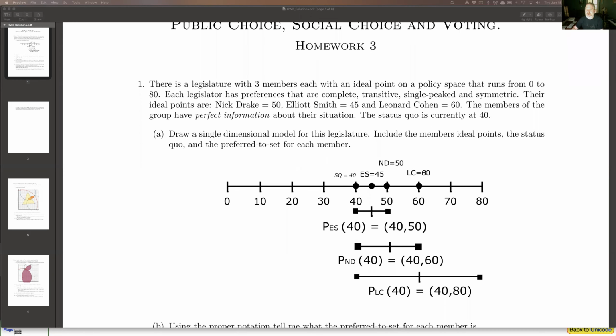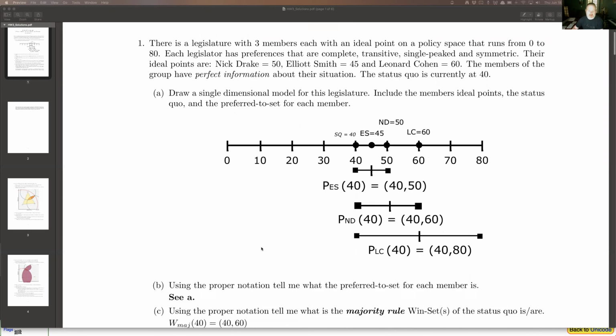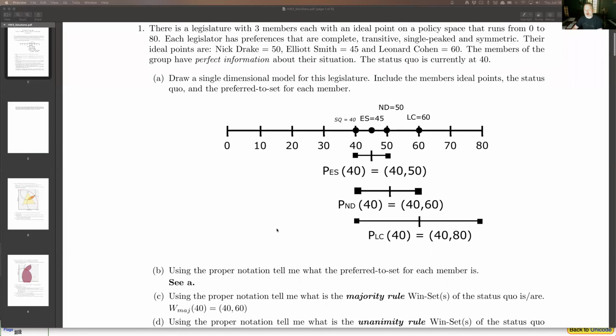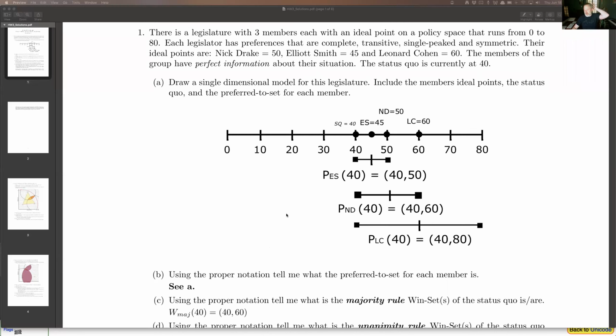And the current status quo is at 40. So here we go. Got the status quo at 40. I've got my issue space from 0 to 80. I've got Elliott Smith here at 45, Nick Drake at 50, and Leonard Cohen at 60. So the next part it asks you to do is to draw everybody's preferred-to set.